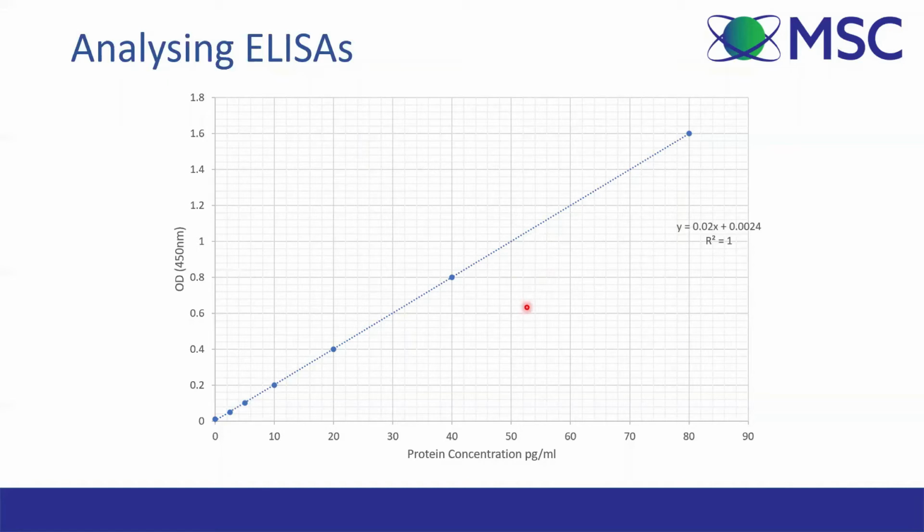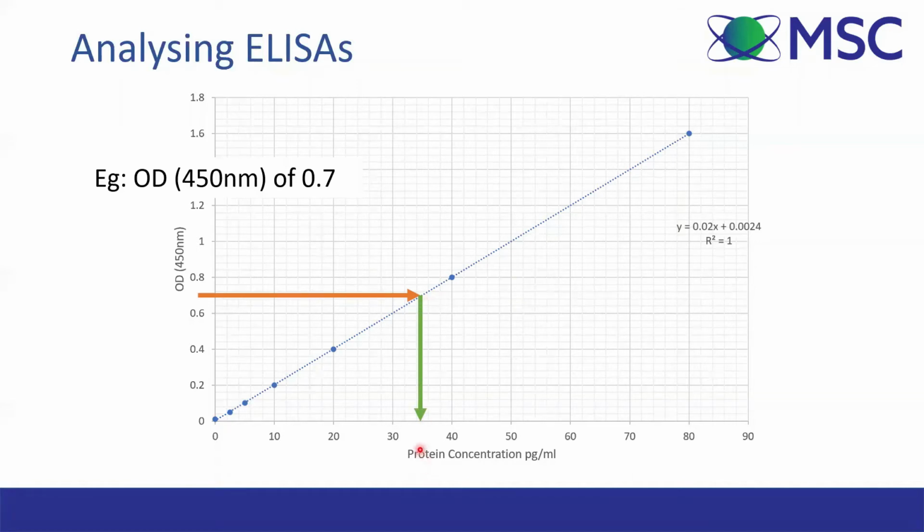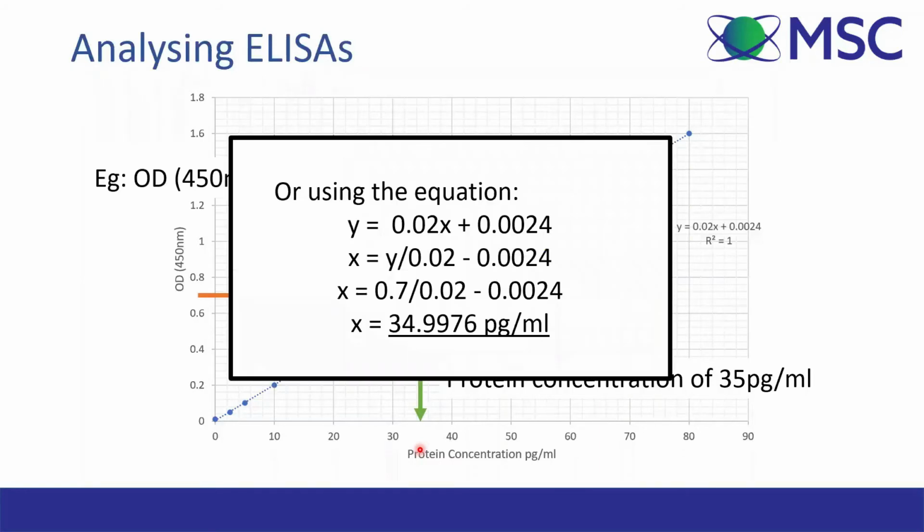So how do I calculate the concentration using the standard curve? Say, for example, we got an OD of 0.7 on my graph. What I do is I draw a line from 0.7 across to the trend line, and then from there move downwards, and that will give me my protein concentration of 35 picograms per mil. So that's one way of doing it, but you can also use, like I said, the calculation of your trend line. So using the equation, you basically put in your y value, which is 0.7, and from that you can work out the concentration is 34.997 picograms per mil. Obviously, this rounded up is 35 picograms per mil, but this is much more accurate.